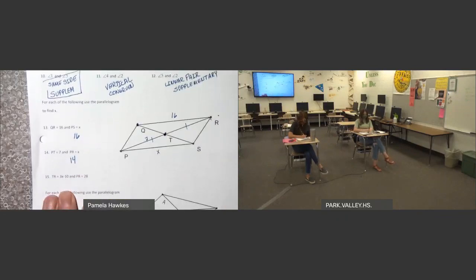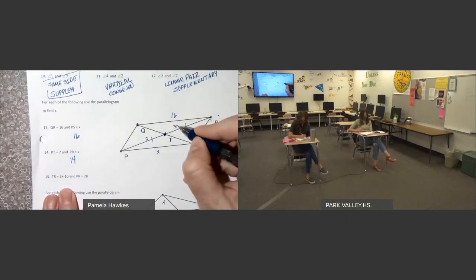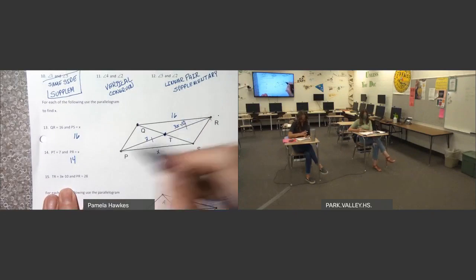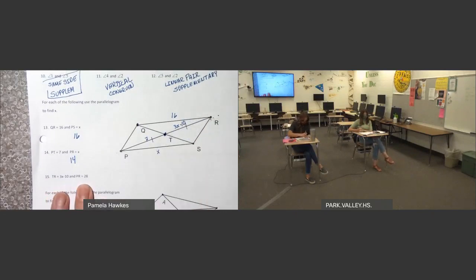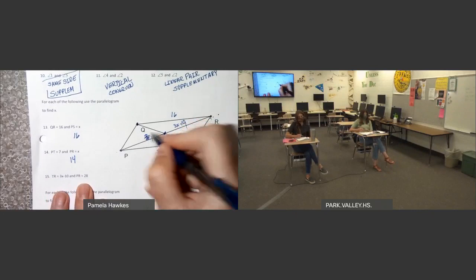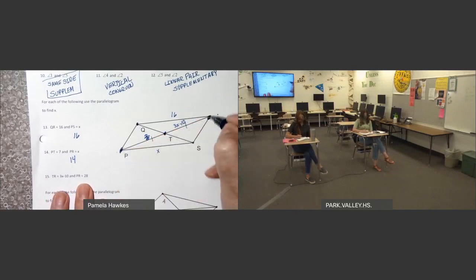Okay, here goes. T to R, that's this one right here, is 3X minus 10. P to R is 28. So the 7's gone, right? P to R, this whole thing is 28. How am I going to do that one?